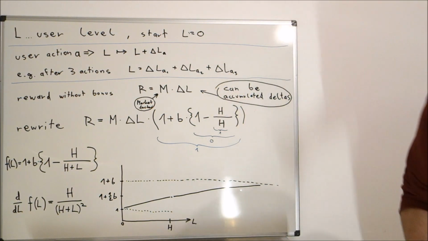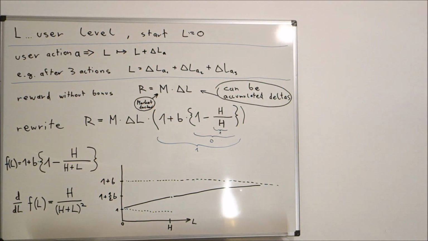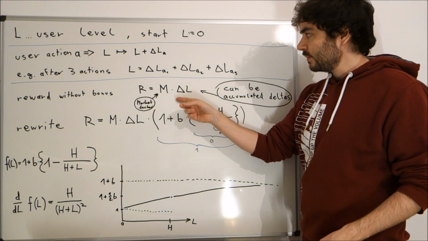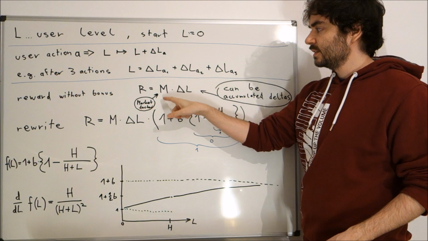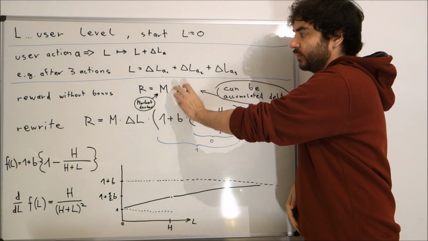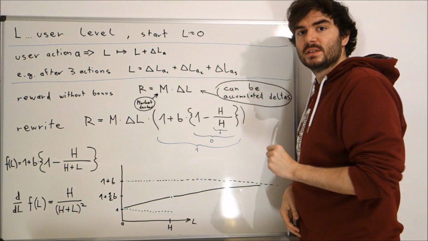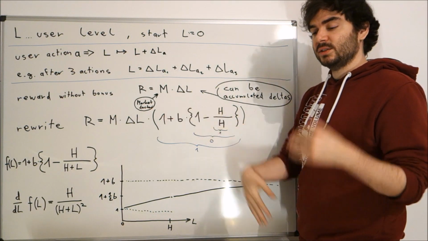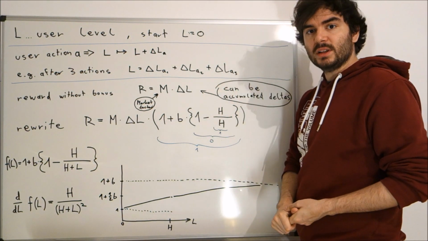Okay, so that's one thing. This simple multiplication of the value of the action times some market factor that can be adjusted to a volatile market.